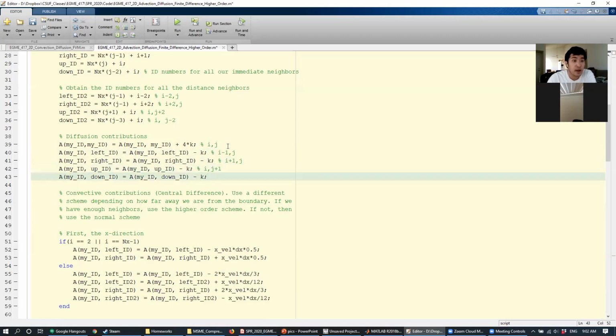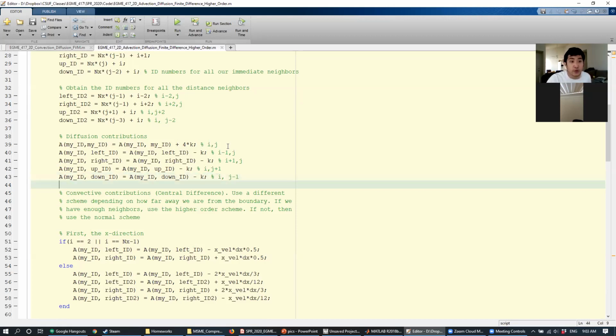And then my ID down ID, this is I, j minus 1. So you can see when you do just the diffusion term, you have 4k for I comma j, and then for all the neighbors, just the immediate neighbors, we have just a minus k. So we don't bring in the distant neighbors yet, because remember for our diffusion term, we use the same scheme that we used before.